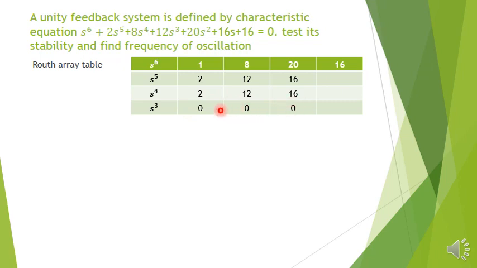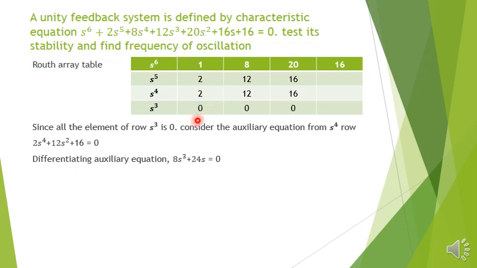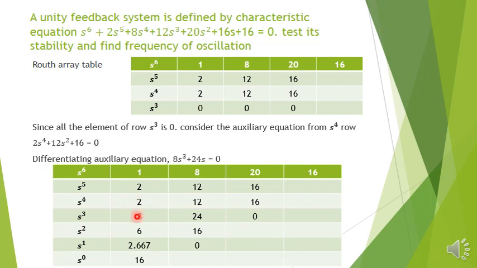So in this case what we need to do? Obtain the auxiliary equation. Since all the elements of the s cube row are 0, consider the auxiliary equation from the s to the power 4 row. That is 2s to the power 4 plus 12s square plus 16 equal to 0. Differentiating this auxiliary equation, I will get 8s cube plus 24s equal to 0. So the first two steps are finished. Now I need to replace these coefficients in this place. After replacing the s cube row of 0, 0, 0 by 8, 24, 0, I will complete the table.